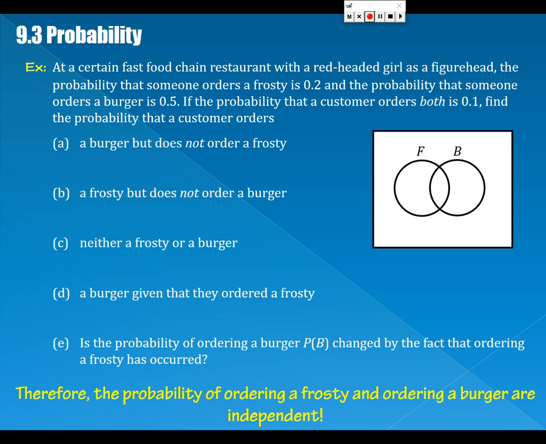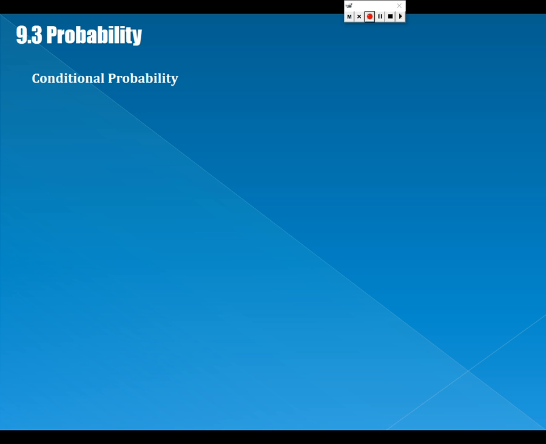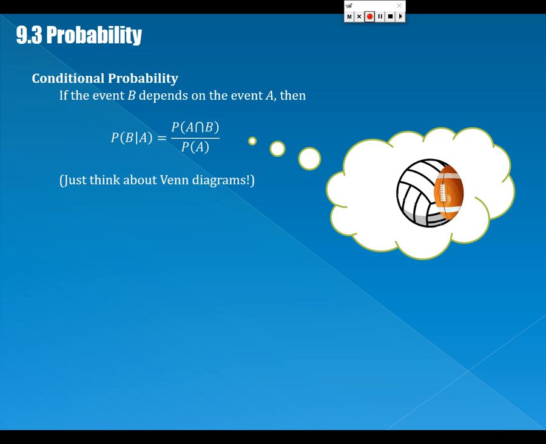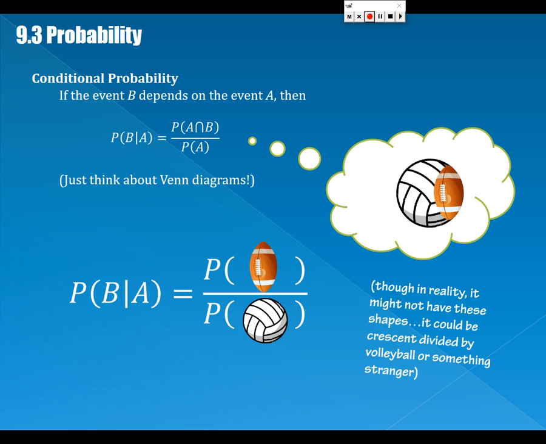We ended with this example of getting a Frosty at this strange restaurant, and then we gave the definition of conditional probability. We said the probability of B given A is equal to the probability of A intersect B over the probability of A. At this point, I hope this formula is becoming intuitive. It's not a formula necessarily that you need to memorize per se. It should just make sense geometrically, even if we're thinking about Venn diagrams.